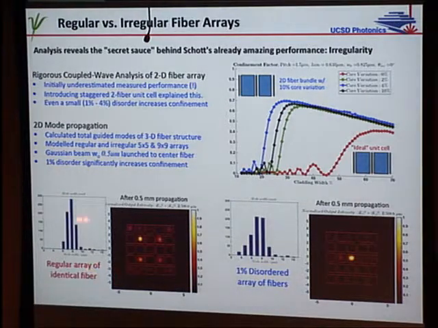When we looked at a regular array, we found that the mode launched into the center starts coupling into the adjacent fibers. But when we introduce 1% disorder, and if you look at this, you can see that there's a slight disorder, it actually stays much better confined. And so that's what it takes.